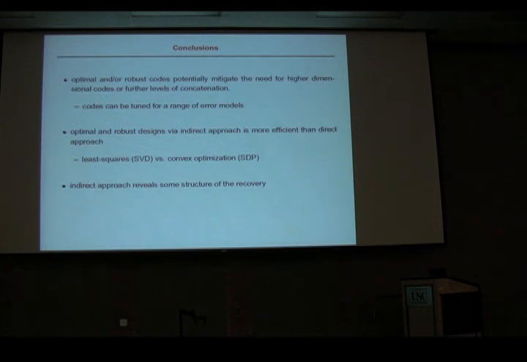Certainly the optimal or robust codes have the potential, I think, to mitigate the need for further levels of concatenation. The codes can be tuned for a range of error models. That's the robustness point. This least squares approach or constrained least squares approach seems to be very efficient for calculating these codes, and we have to investigate how that really scales. And at least the indirect approach, in my mind, and maybe this is already in the literature, I'm sure it is, reveals a lot of the structure of the recovery for certain.